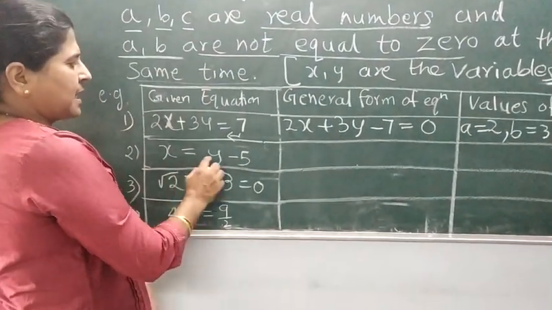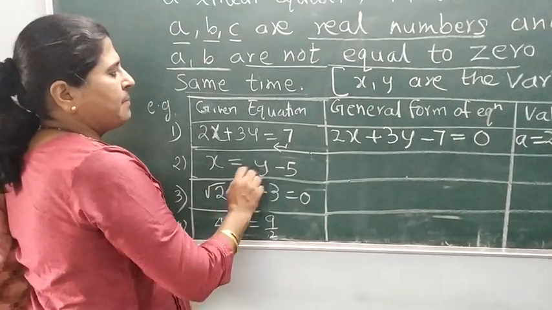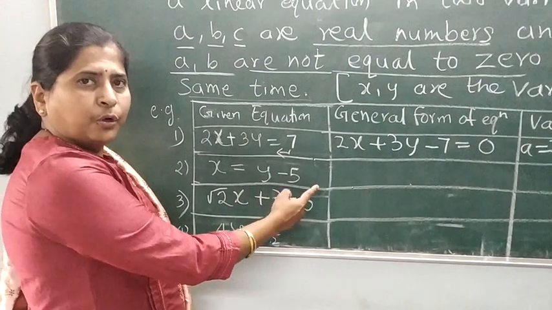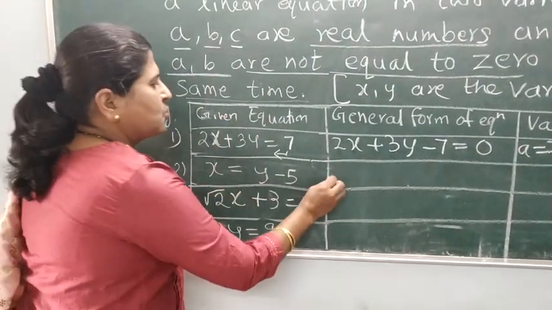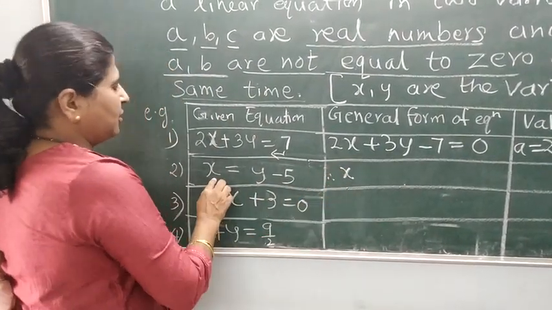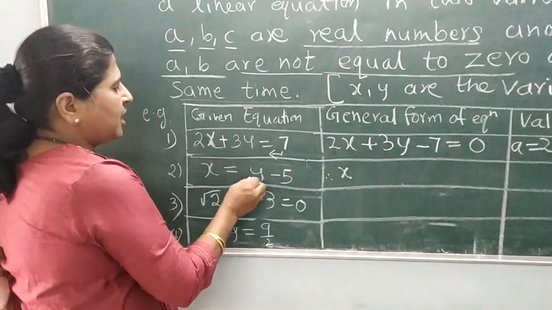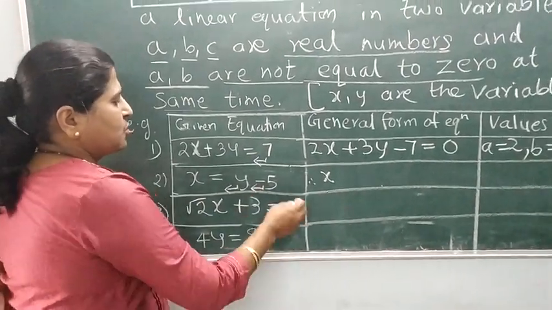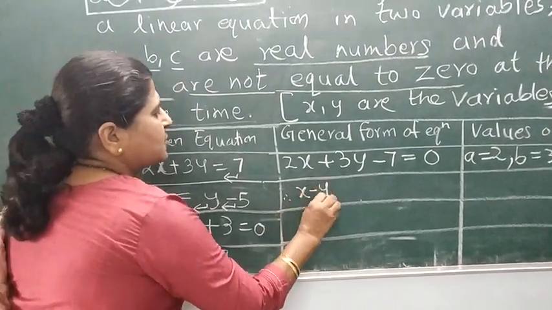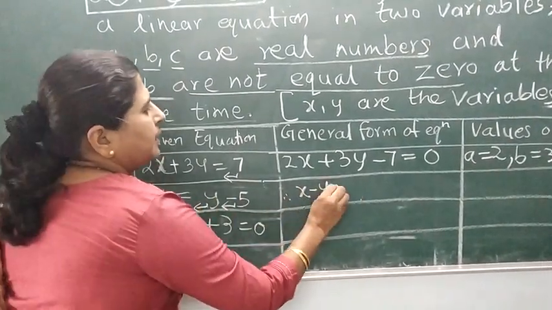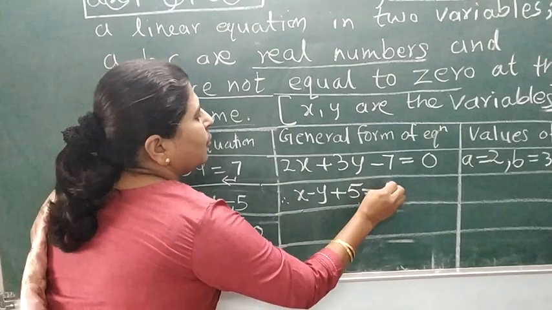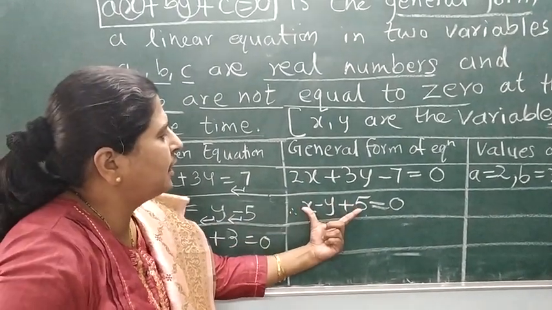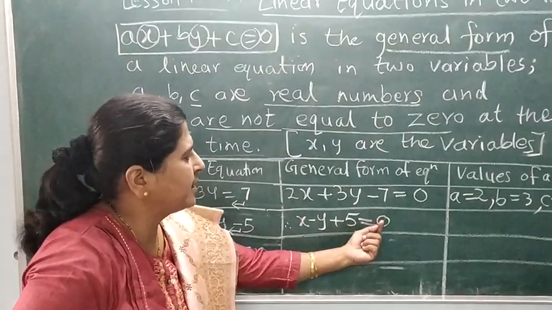If we see the second equation, x is equal to y minus 5. Here on the right side we have two terms which we want to take to the left side. So let's write x, which is on the left side. Now y will change its position as well as minus 5. So plus y will become minus y and minus 5 will become plus 5, is equal to 0. This is our general form where all the three terms are on the left side and the right side is 0.